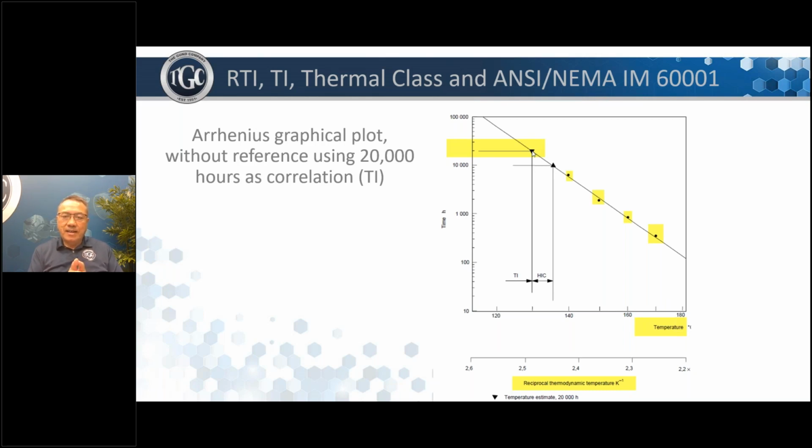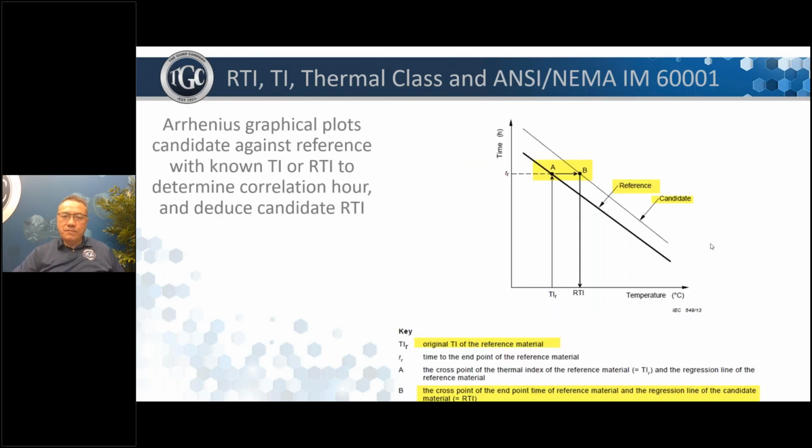That's doing it by itself, doing the material. If you have a reference, then you age the reference side by side with your candidate. You are called a candidate. That's the one you want to determine the RTI. And then you take the TI or RTI of your reference, whatever temperature it is, say 200. Then from 200, you draw a vertical line all the way up until it intercepts the Arrhenius plot of your reference. And then from that point onward, you draw a horizontal line across until it intercepts the Arrhenius plot of your candidate, and then drop it down. Say if you drop it down to the temperature scale at 180, your reference is 200, and then your candidate would be given an RTI of 180.